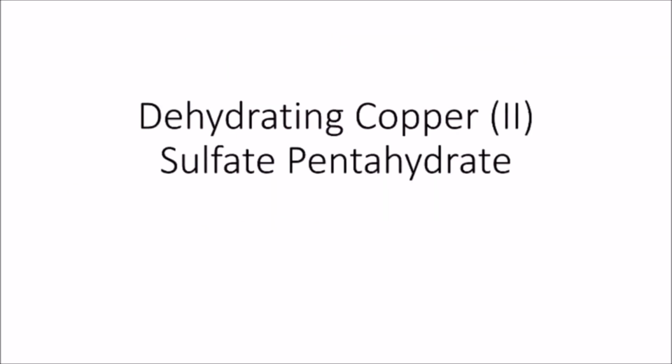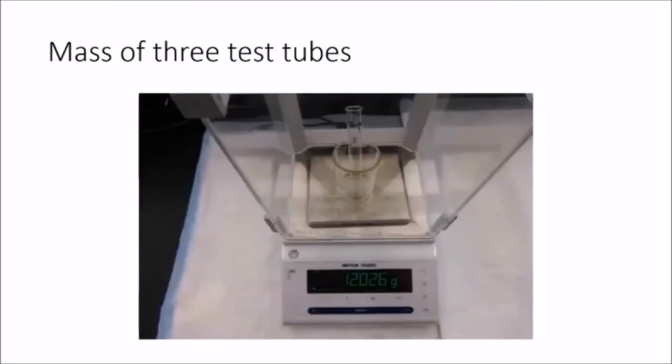In the first part of this experiment, you're going to dehydrate copper 2 sulfate pentahydrate. Before you can do that, you're going to need to get the mass of 3 clean and dry test tubes. You're also going to need to label the test tubes so that you know which is which. It's absolutely essential that these test tubes are clean and dry before you record their mass.